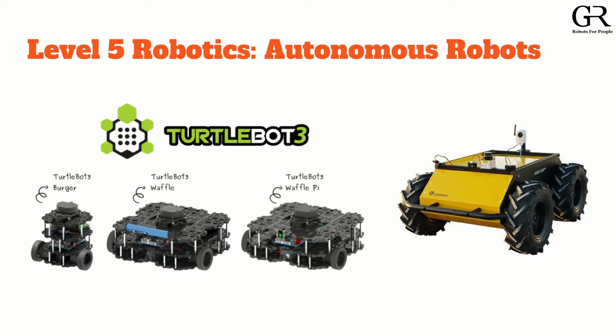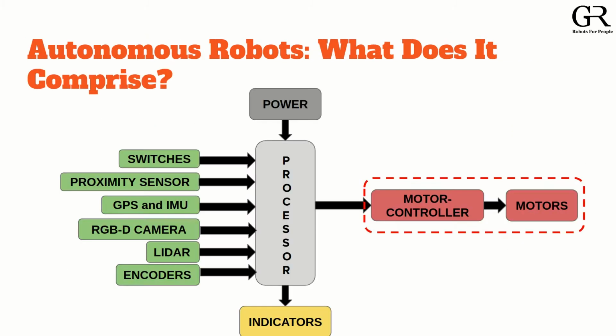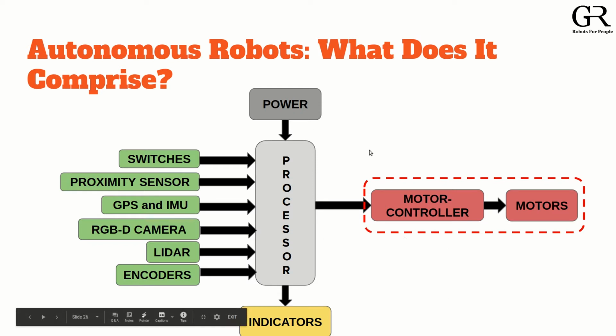But let's understand exactly what autonomous robots are. What is autonomy? As you can see, you have seen these building blocks before, but now I will explain one by one exactly what the different functionalities of these specific levels are. So I will start with the switches.